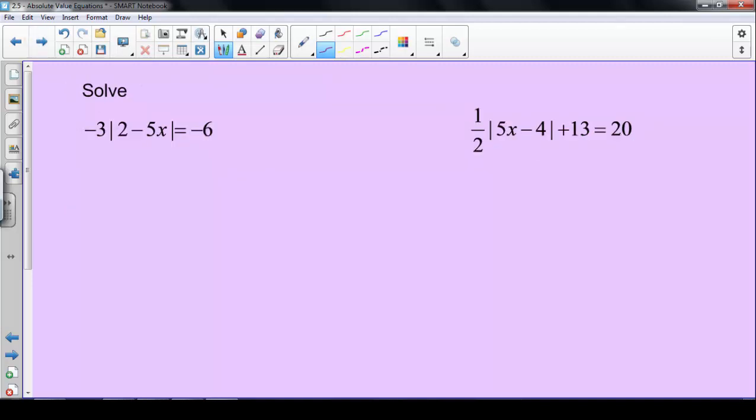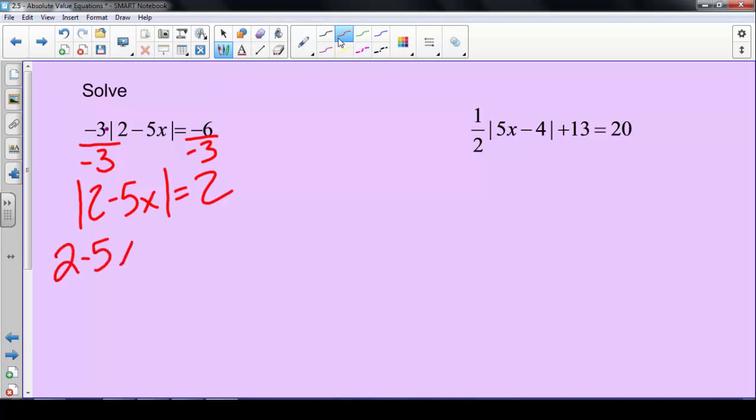Same thing here, we've got this negative 3 times the absolute value. And so what we need to do now, since it's getting multiplied, is divide that negative 3 away. So now we have the absolute value equaling 2, and so we can break this up just like we've been doing.